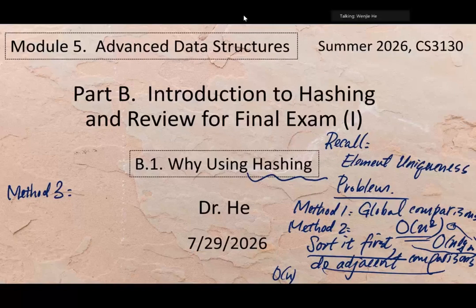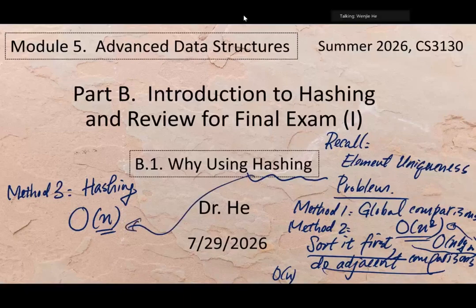So the hashing technique, big O of n. You can solve this problem in big O of n. Okay? So you can see, this technique is very important. All right.